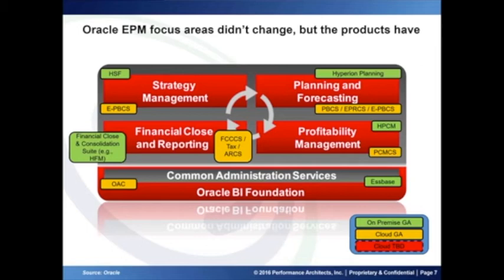On the planning side, there was Hyperion Planning, which is a base product, and then multiple modules like Workforce, Capital, Project Financial Planning, et cetera, that all existed on top of that. And there was something called Hyperion Planning Plus, which was a bundle of those solutions.